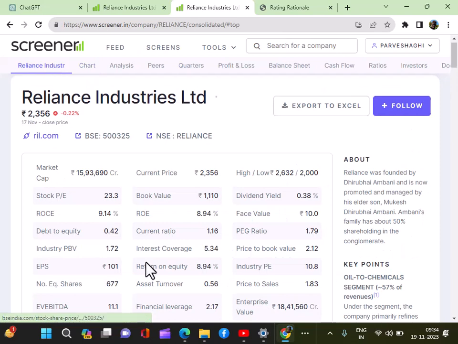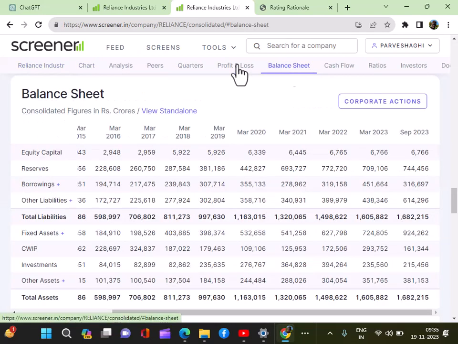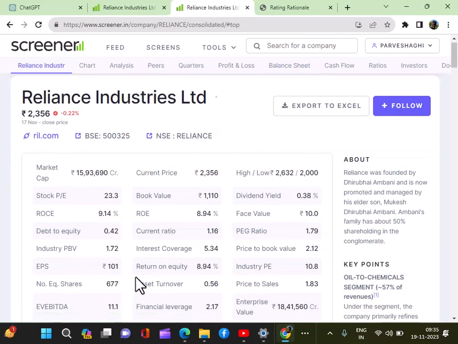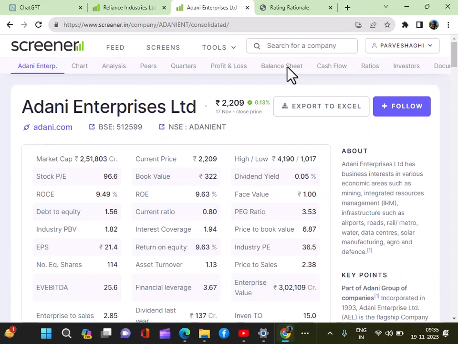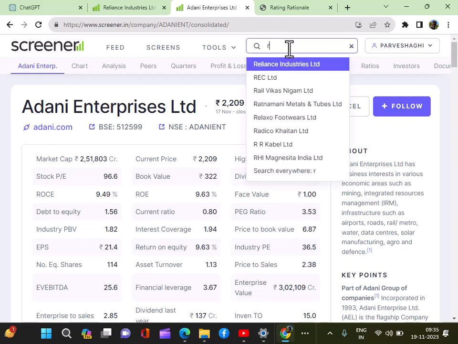Now let's go to the balance sheet. Oh, sorry, let's remain here at the moment. Their debt equity ratio is 0.42. That means 0.42 rupees is debt and 1 rupee equity. It's good. If you look at Adani companies, some of them would be having 2 debt and 1 equity, or 3 debt and 1 equity. So they're in heavy debt. We can check any company like Adani, which was in the news recently. Here the debt ratio is 1.56, as compared to 0.42 of Reliance, which is a bigger company than Adani. Similarly, some other Adani companies have much higher debt than this. Coming back to Reliance.